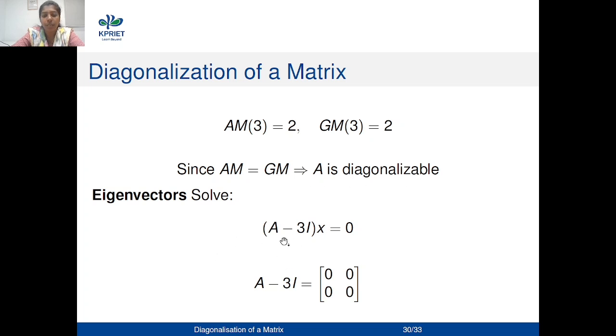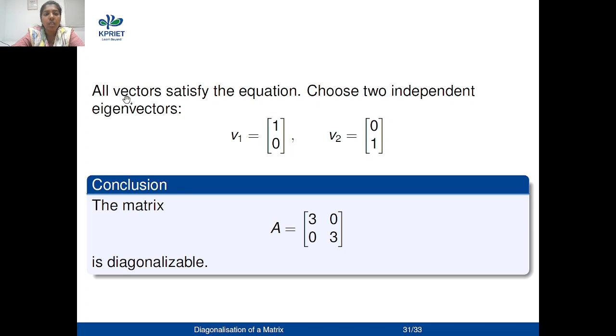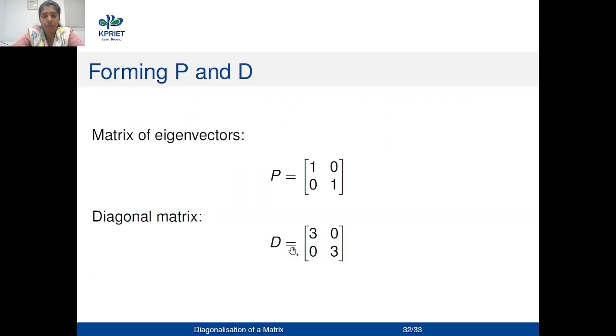Now let us find the eigenvectors. So A minus 3I times x is equal to 0. In this case, I am getting 2 rows that are completely 0. So all the vectors satisfy this equation. So we can take 2 independent vectors. Let us take v1 as 1, 0 and v2 as 0, 1. Let us consider these 2 vectors as the eigenvectors for the given eigenvalue 3. So from this we can conclude that the given matrix A is diagonalizable.